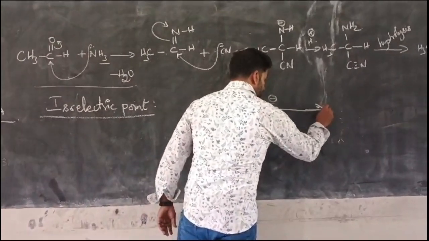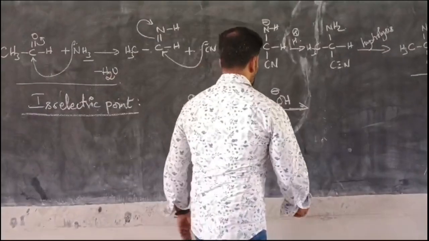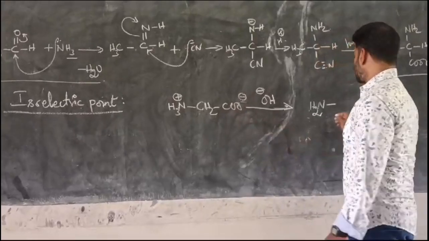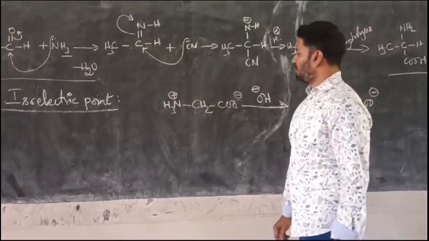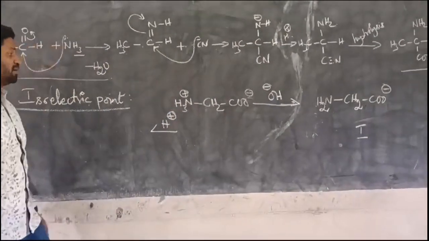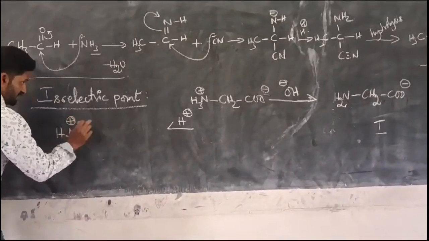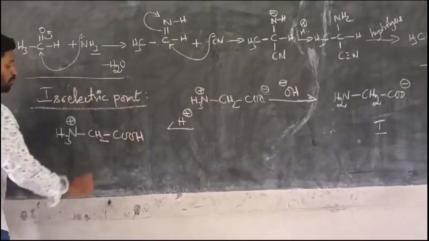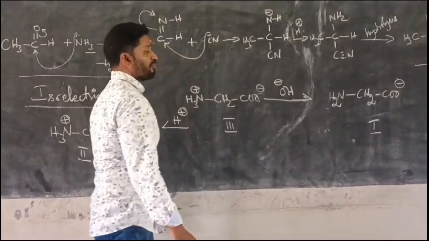In alkaline pH, the ammonium NH3 plus will lose one of its protons and get converted into NH2, single bond, CH2, COO minus, say structure 1. In acidic pH, the COO minus will get protonated and change into COOH, while NH3 plus remains as it is. This is structure 2, and the zwitterionic form is 3.